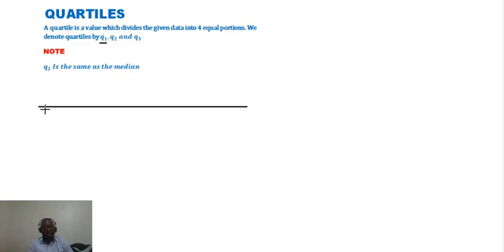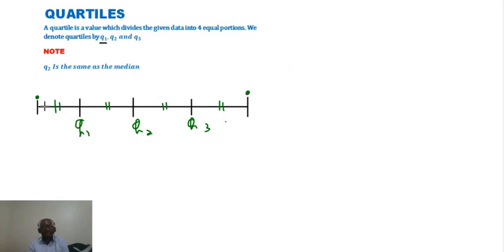I'm going to take this line here. I'm going to assume that this line here is the full span of our data. We are saying that a quartile is a value which divides the distribution into 4 equal parts. So these are 2 equal parts dividing here equally. Also, these are 4 equal parts. So this is Q1, the lower quartile. This is Q2, and this is Q3, and this is the starting point of our data. This is the end point of our data.